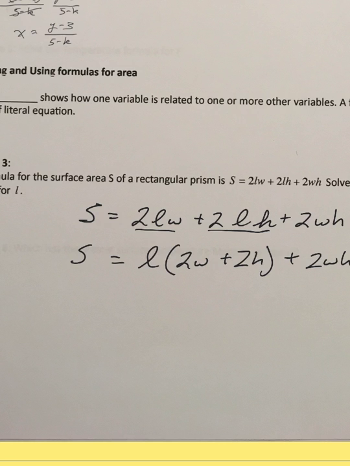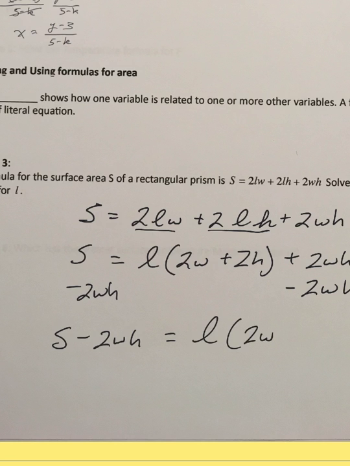Move the 2WH. Correct. I want to do that first. So now I've got S minus 2WH, or I could have written minus 2WH plus S, equals L times 2W plus 2H. You guys notice I do a lot of writing. Really, for the time it takes for you to just write a line like that, don't cheat yourself from the opportunity to make sure you don't make a mistake here.